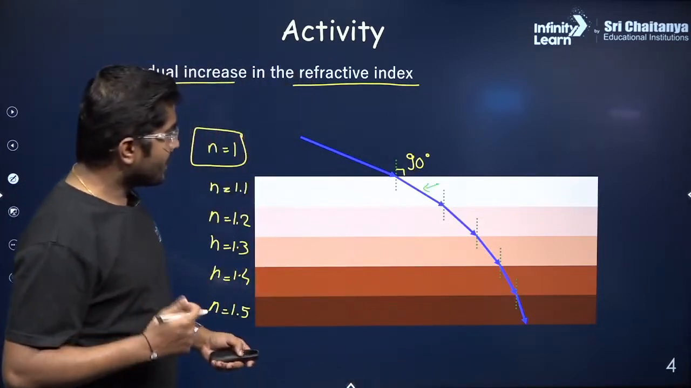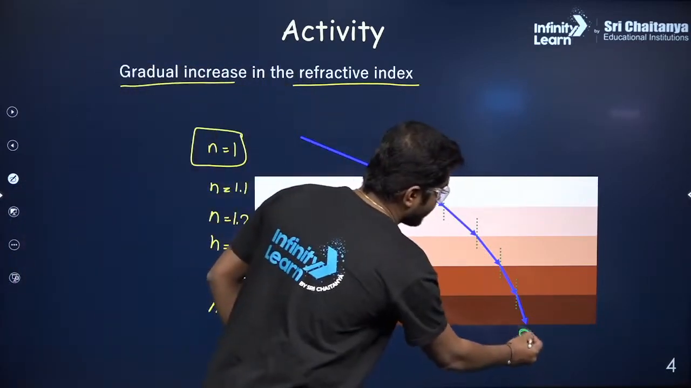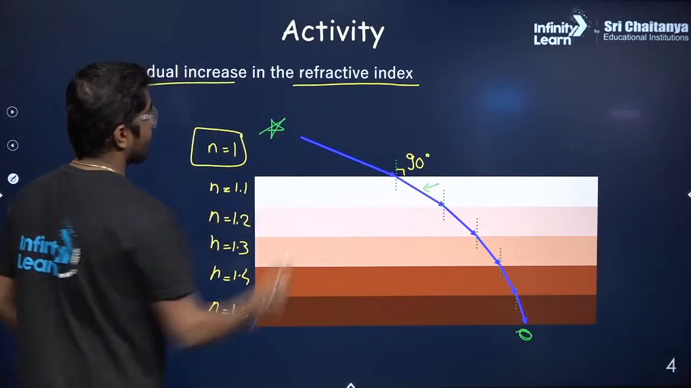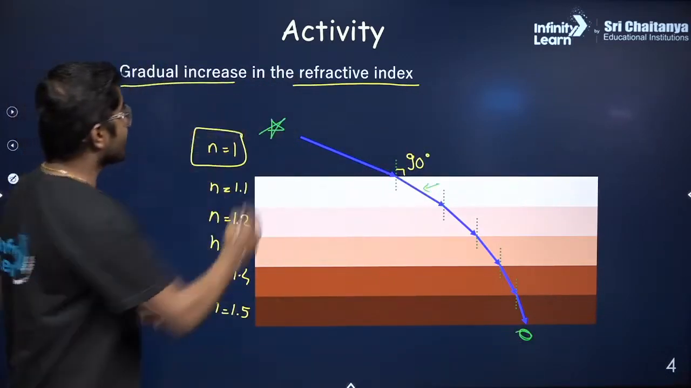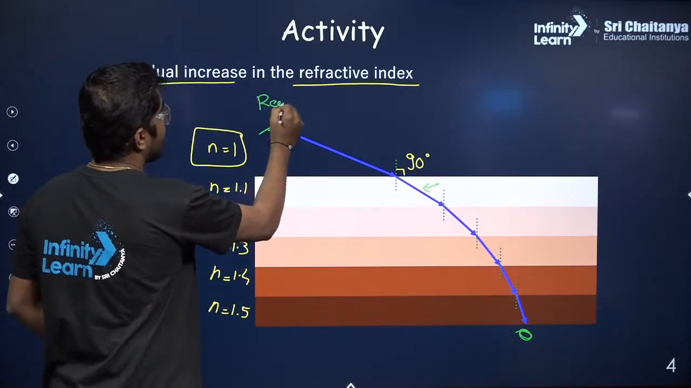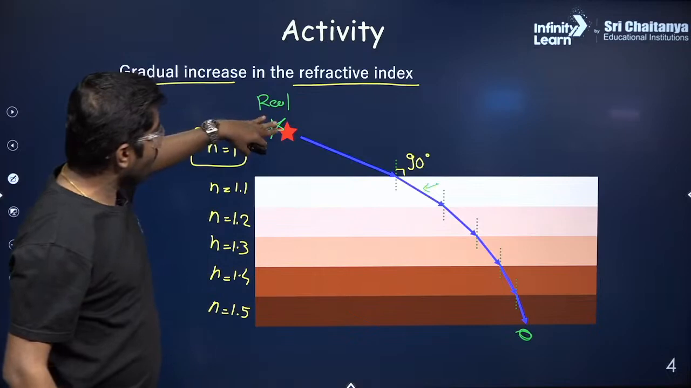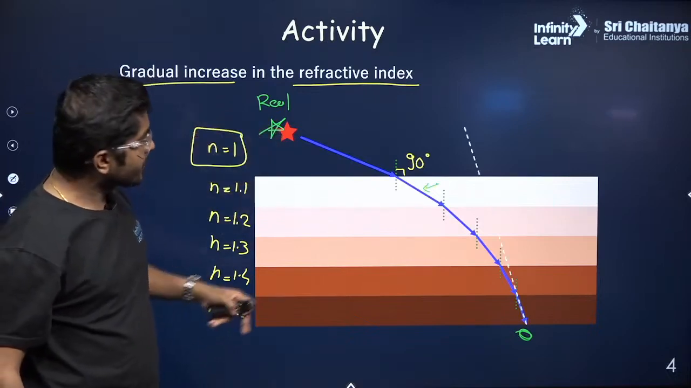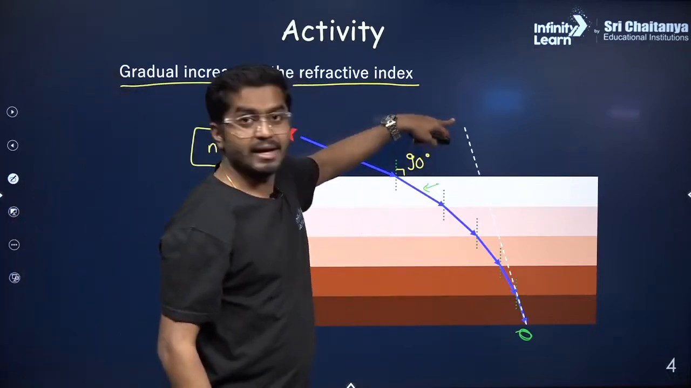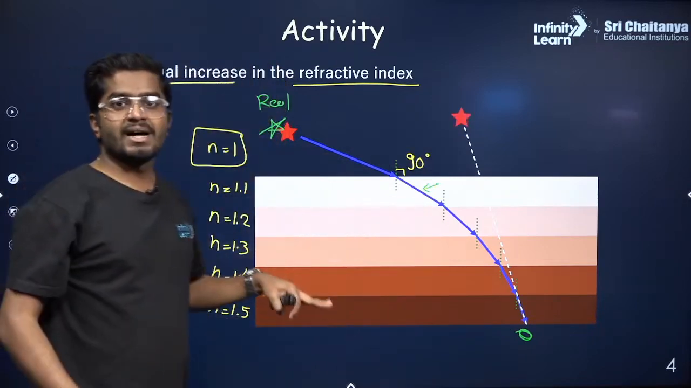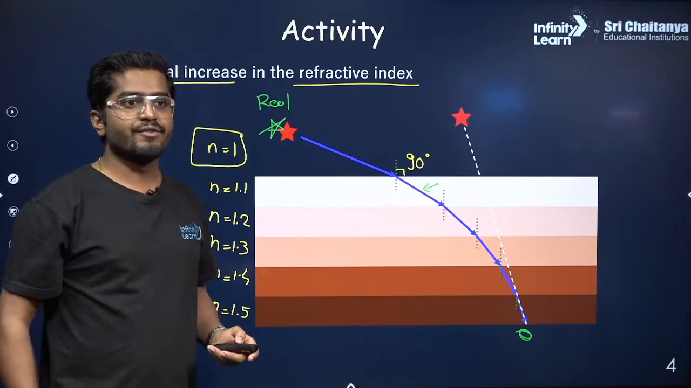So now let's suppose if there is an observer here at this location, and let's suppose there is some star here. So this star, there is a real position of the star, but it will appear somewhere else. Where will it appear? There is an original star real position, but the star will appear somewhere else, correct? So this phenomenon is nothing but our atmospheric refraction.